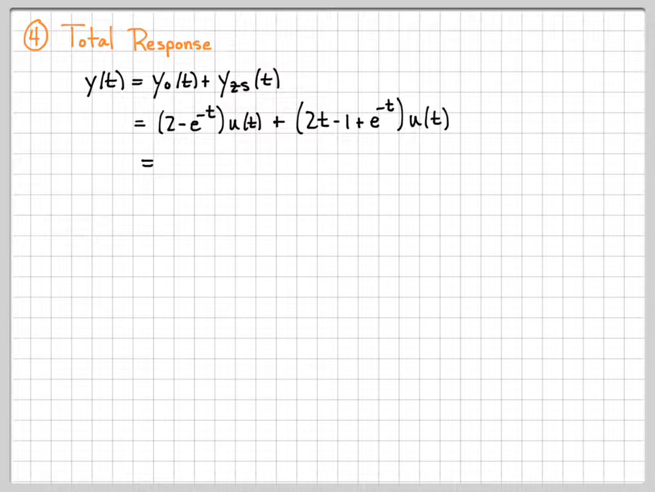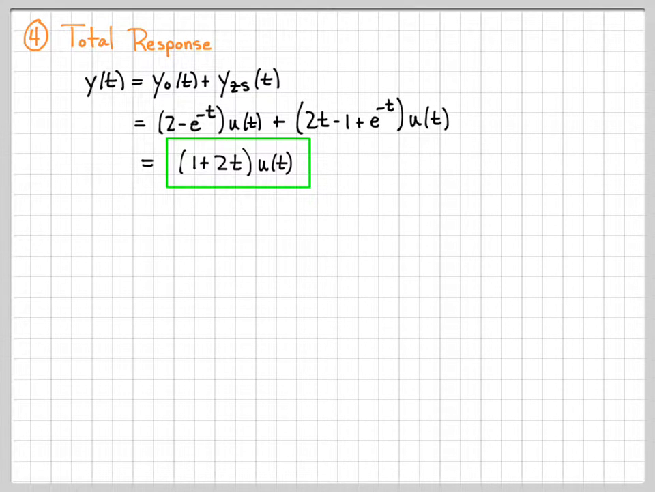And note that we can combine some like terms. I have a 2 sitting here and a minus 1 sitting here, so I can combine that to a 1. I have a minus e to the negative t and a plus e to the negative t, so those are going to cancel, and I'll just be left with the 2t. So combining like terms, this is what I get for the total response. So that completes this example.